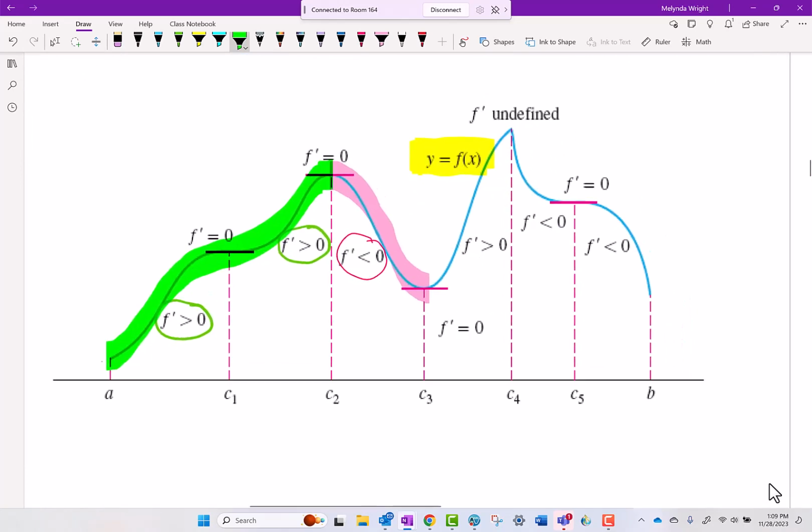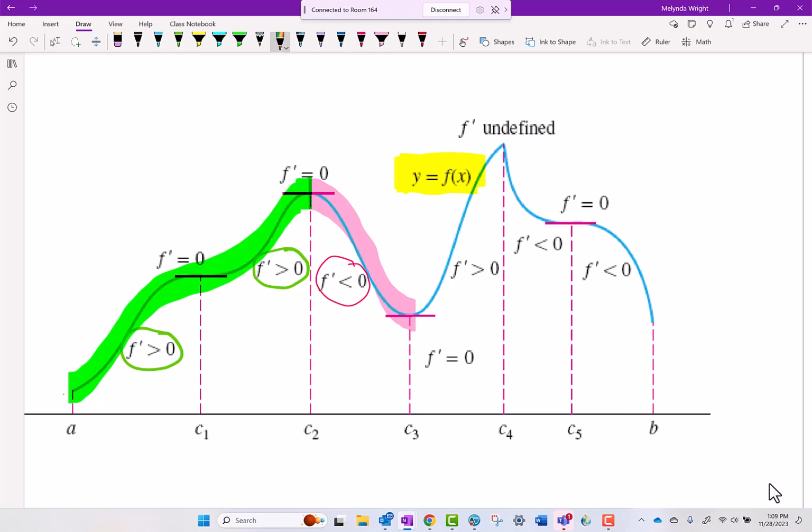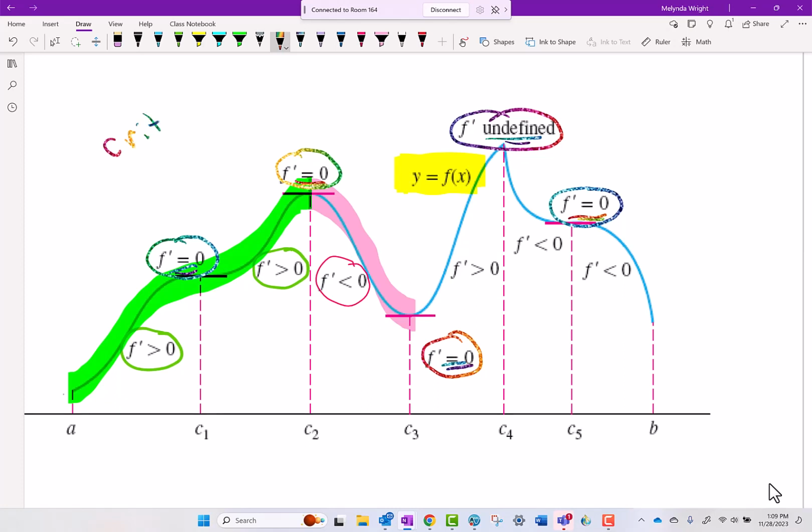And let's look at where we've got f prime. So now I want to remind us, let's take a look at these. I'm going to circle these. Do we remember what these things are called? Do we remember what it is if f prime is 0 or f prime is undefined? Remember that? Yes? No? Maybe? Critical numbers. They're critical numbers. So these are critical numbers.